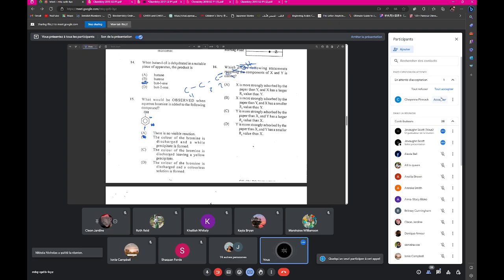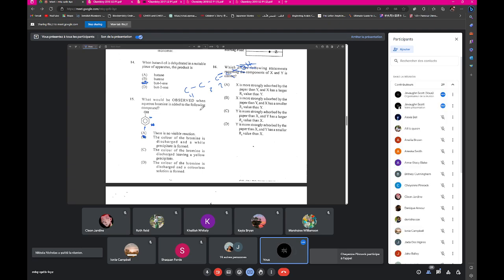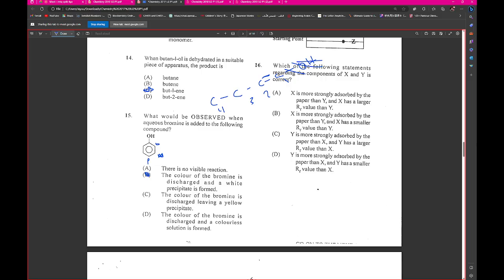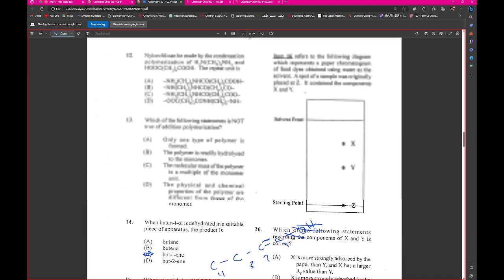Let me just add somebody to this. Oh, it's Cheyenne. All right, so I don't want to mark up the paper too much. Give this screen a second. I don't know why it blacked out a while ago.